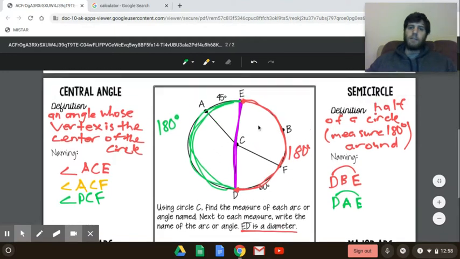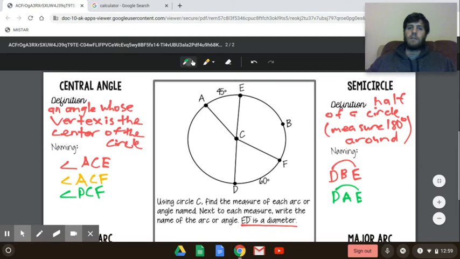All right, next one up is minor arc. So if a semicircle is 180 degrees, we then have minor arcs and major arcs. A minor arc is going to be less than 90 degrees. A major arc is going to be more than 90 degrees.